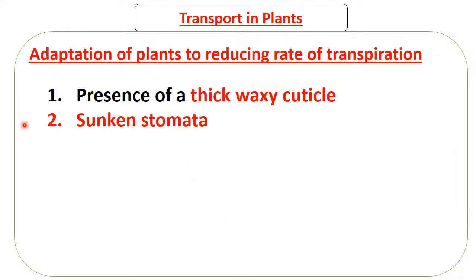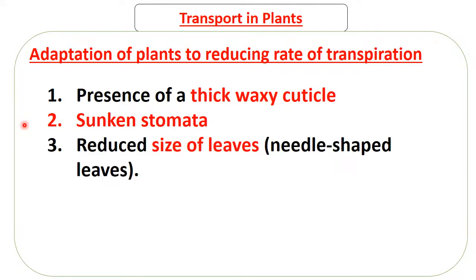Two, they have sunken stomata. Some leaves have stomata which sank down into the leaves. In short, they are hidden as compared to the other parts of the plant. Therefore, they are not exposed to light intensity, sunlight, and are unlikely to lose water through the process of transpiration.